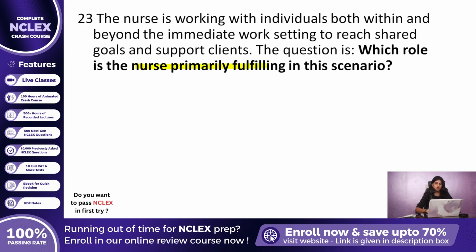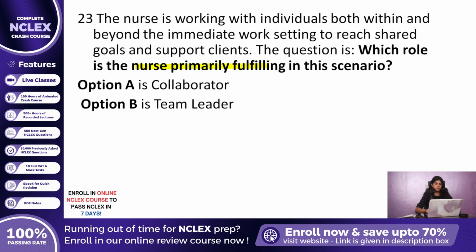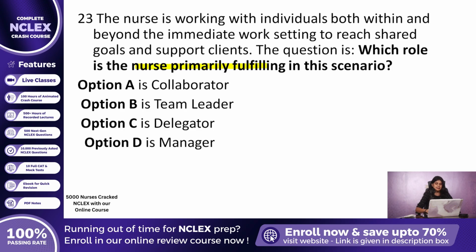The options are, option A is collaborator, option B is team leader, option C is delegator, and option D is manager. The correct answer is option A, collaborator.